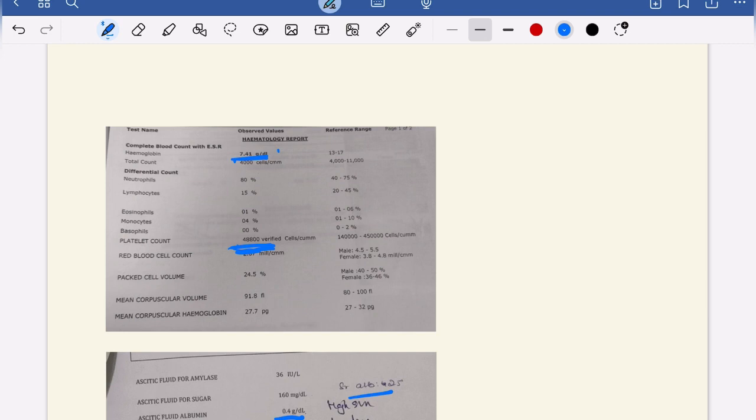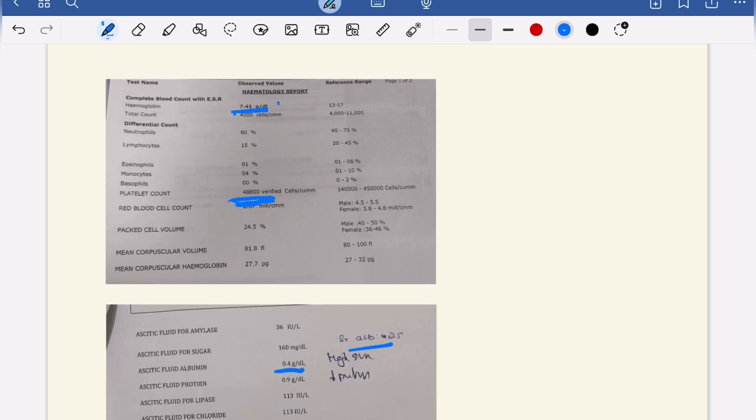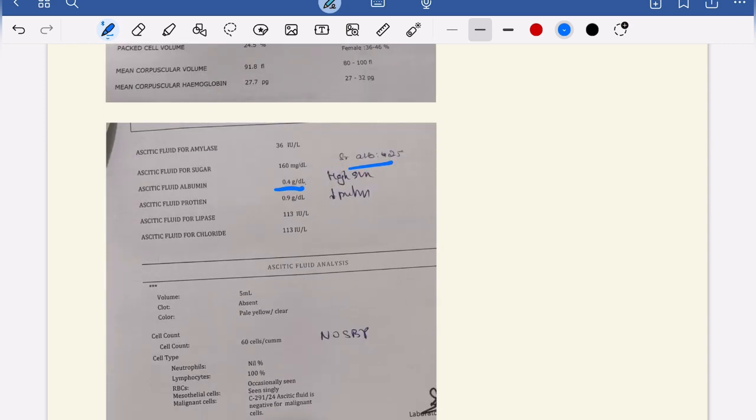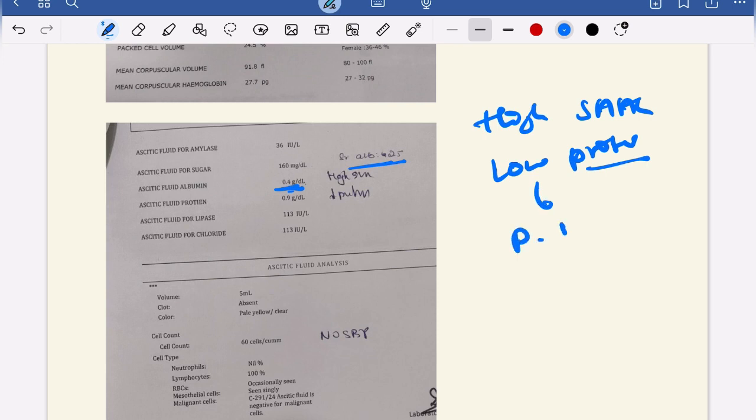One more important implication of platelet count in cases of CLD is that it can predict whether the patient is having advanced fibrosis or cirrhosis. Before going to that discussion, let's look at the ascitic fluid analysis of this patient. The serum albumin was 2.5 and ascitic fluid albumin was only 0.4. So it is a high SAAG, low protein. High SAAG low protein also suggests portal hypertension. So thrombocytopenia and high SAAG low protein both suggest portal hypertension in this case.